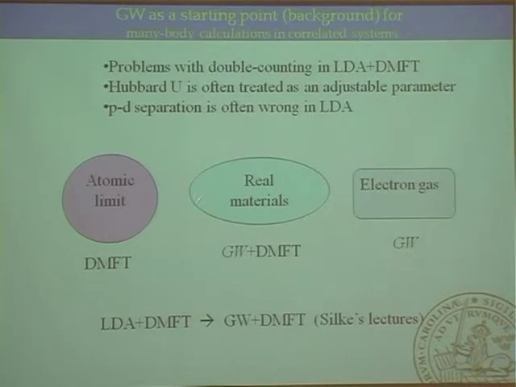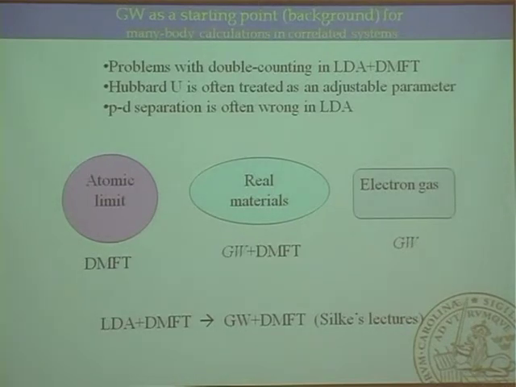So real materials are somewhere in between these two. If you have strongly correlated materials, then DMFT is a good method to use. And if you have a band insulator, for example, then GW is a good method to use. So it depends a bit on what you want to do.